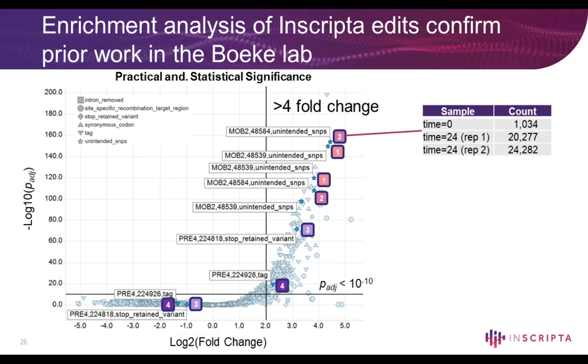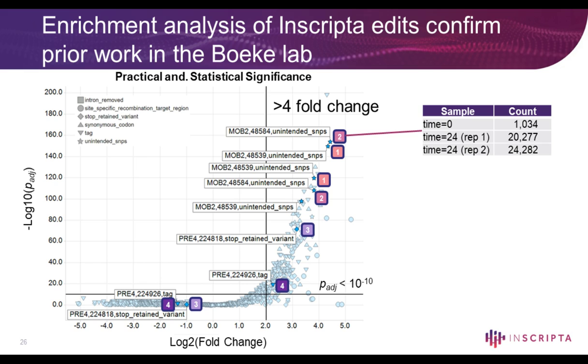And what was really interesting is we were able to recapitulate the edits that reverted the phenotype of MOB2 and PRE4, and those edits actually were enriched in the population, which then says that by reverting the edit compared to what they had engineered, we were able to revert the phenotype. Whereas MOB2 caused a growth defect in the engineered state, reverting the edit, reverting the genotype gave us an increase in survivability.